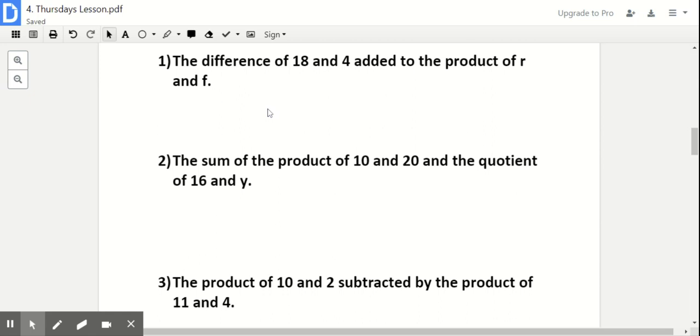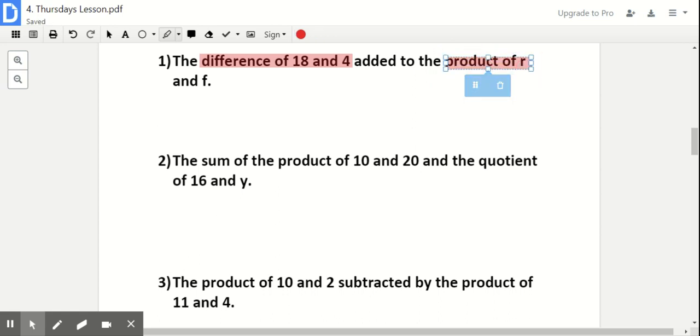So, what operations am I using and how do we know? Right, we are using subtraction because it's talking about the difference. We're using adding because it's talking about added to. And we're using multiplication because it says product. Now, what are my two groups? Exactly. My two groups are the difference of 18 and 4, and then the product of R and F.